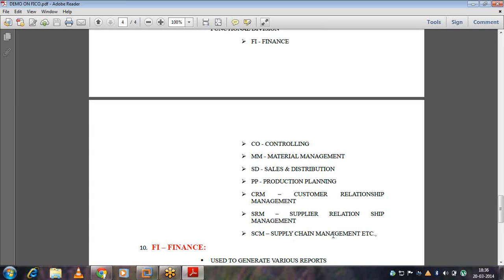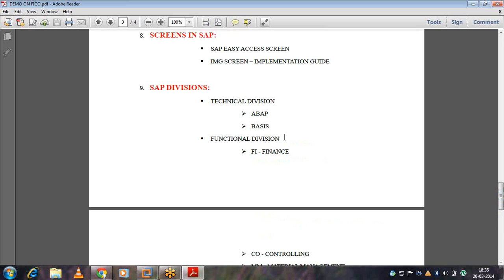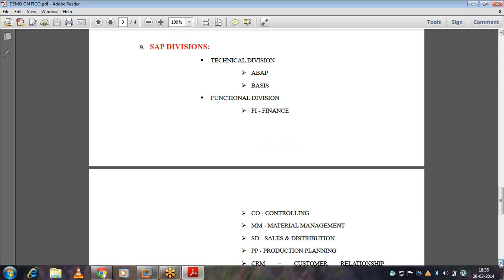I have mentioned very few. Like this, more than 58 subdivisions are there in the functional division of SAP. So today we are here to discuss the finance and controlling module, correct?